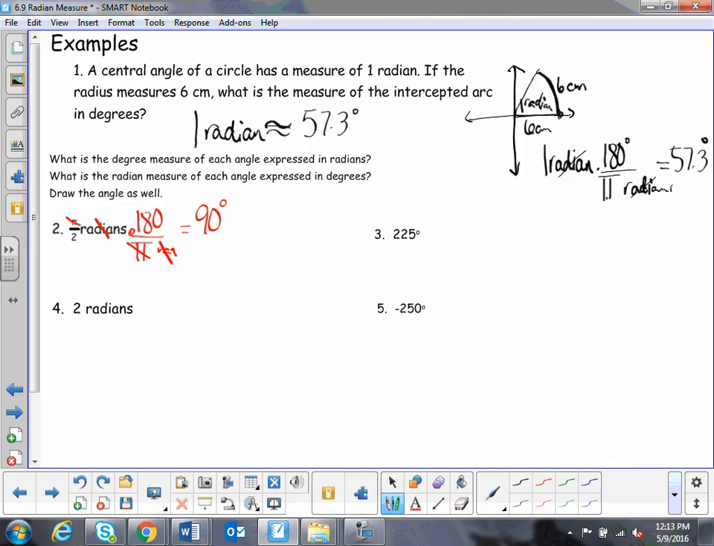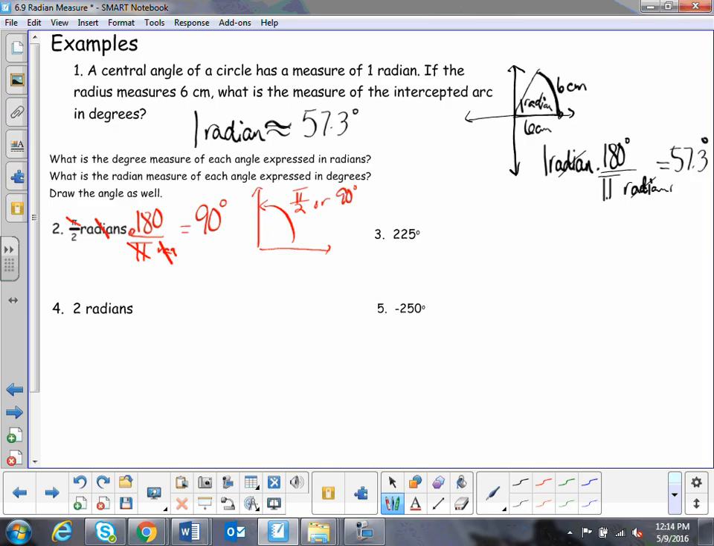Okay? The way you would draw the angle, we always start down on the x-axis, okay, so draw the angle as well. And then we always want to go counterclockwise, and that's pi over 2 radians. Okay? Let's do number 3.